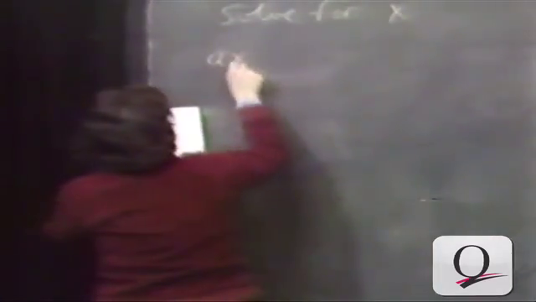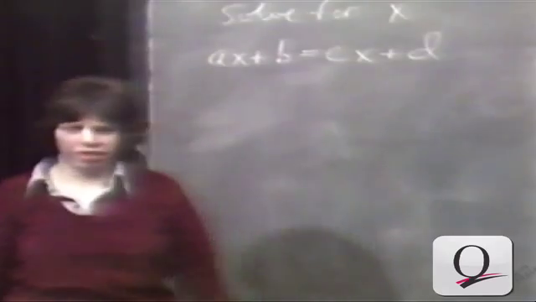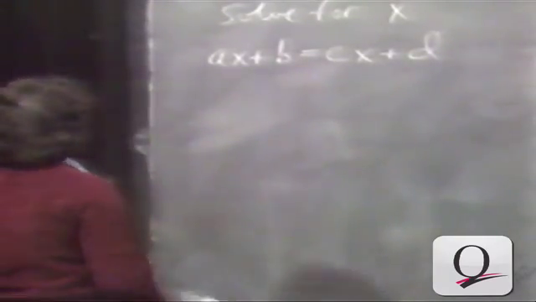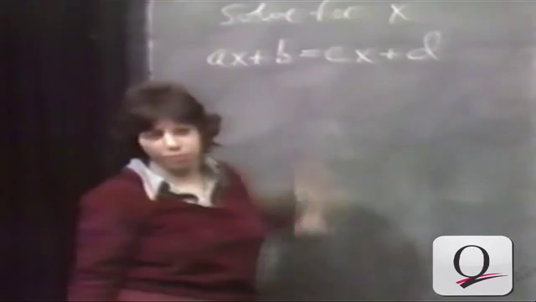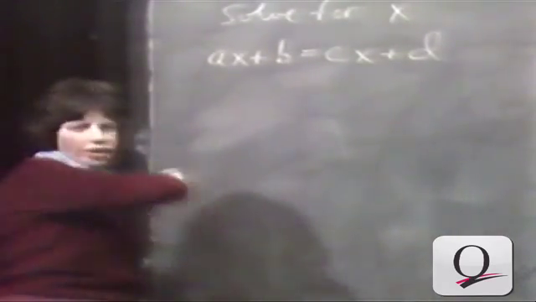Okay, let's try one more example. We want to solve for x. And we have ax plus b equals cx plus d. Okay, and for the first time today, we see that the variable that we want to solve for appears in more than one term. Still, each time the variable appears, it only appears to the first power. What we're going to do is get all the terms with x on one side, all the terms without x on the other side.